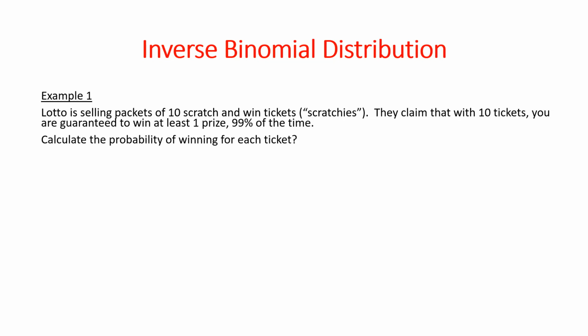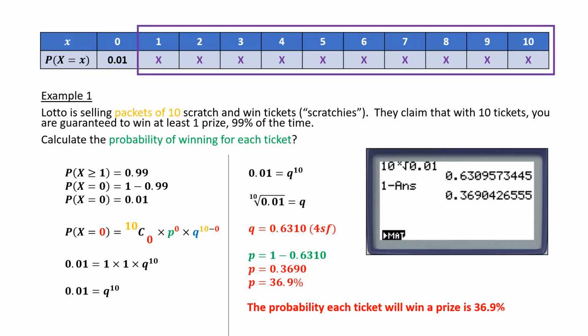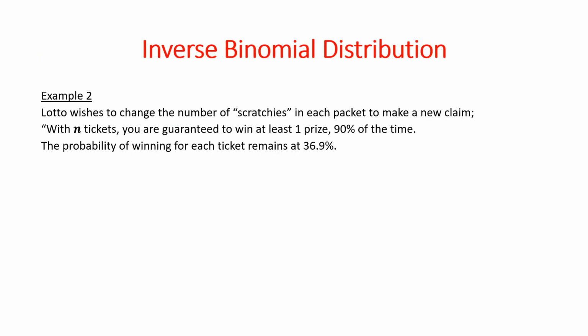Remember in the last video we looked at an example where we had to calculate the probability of winning for each ticket. So we had to calculate a missing P, the probability of success. We're going to do a similar process in the next example, but we're now going to calculate a missing N value. So let's get into example 2.